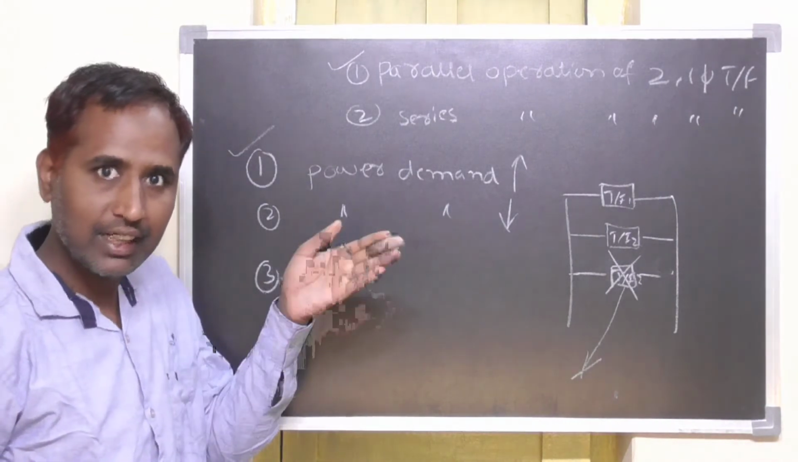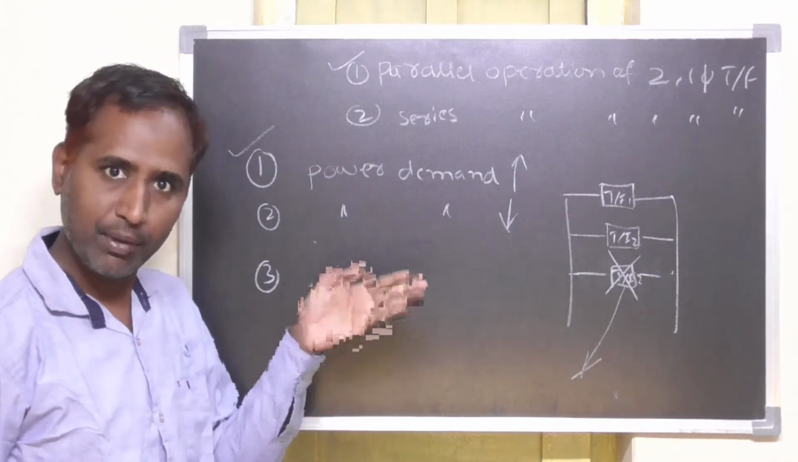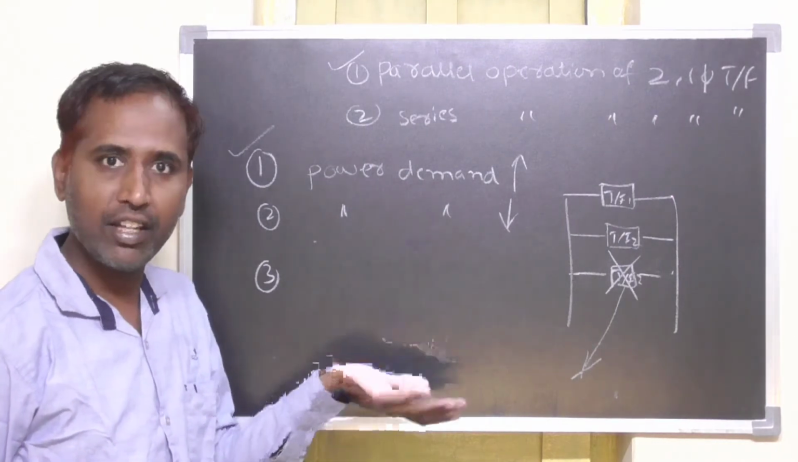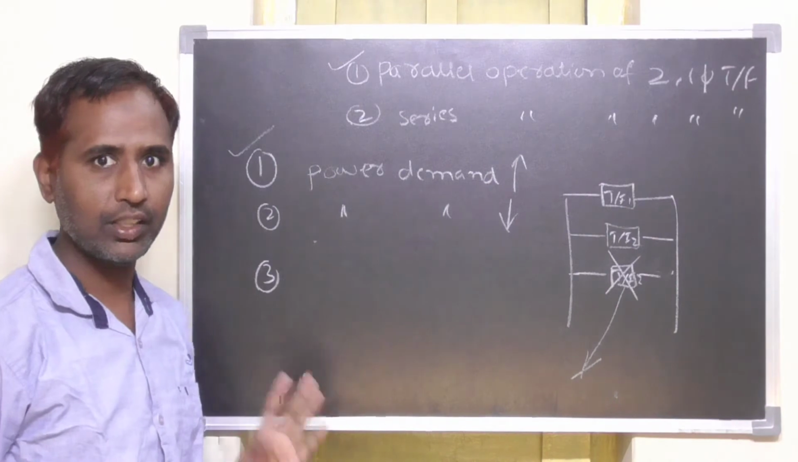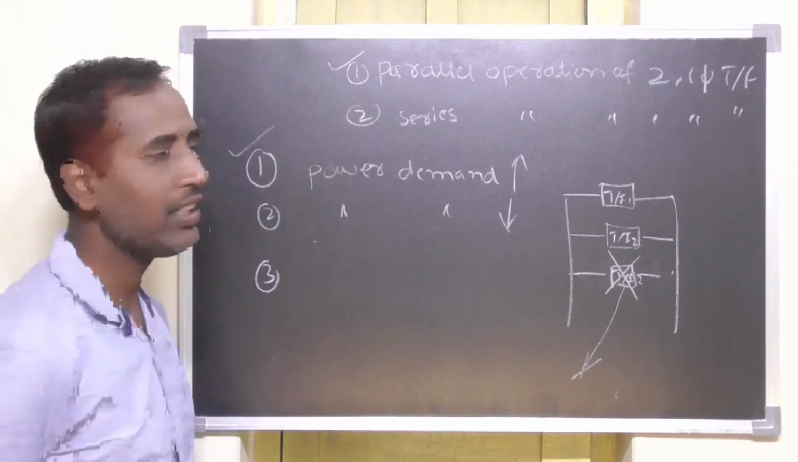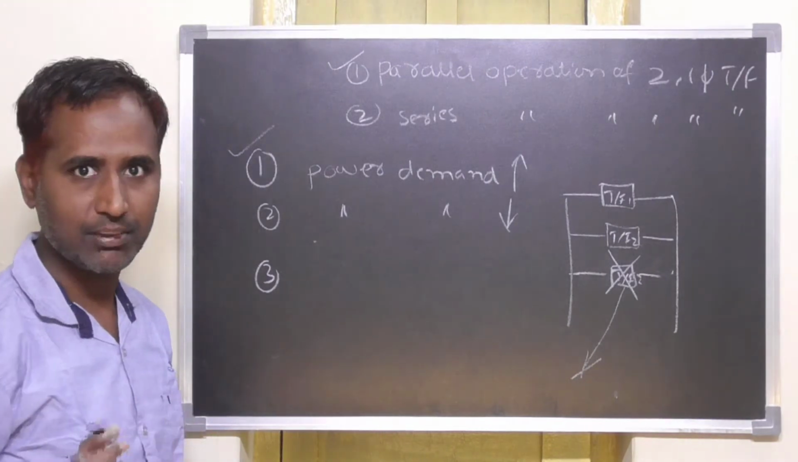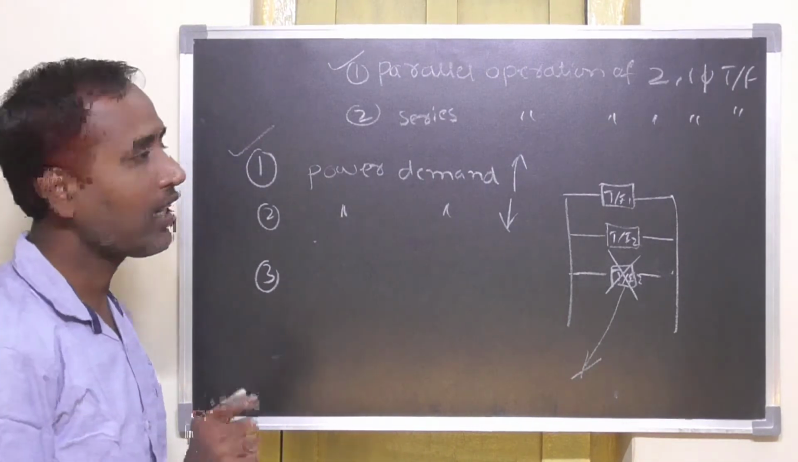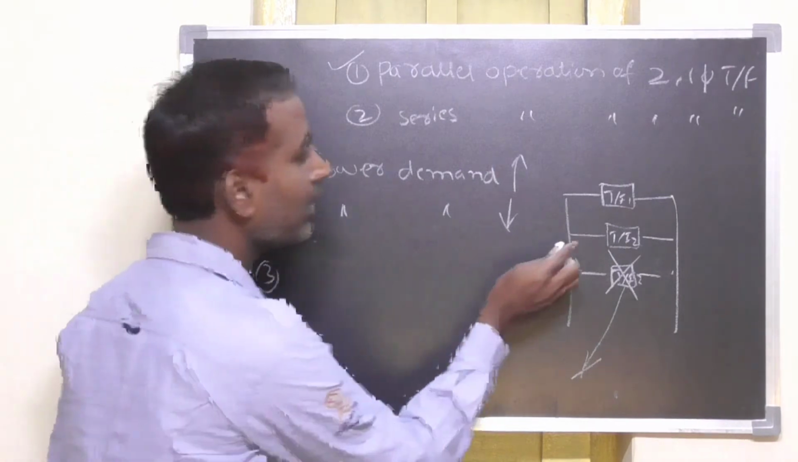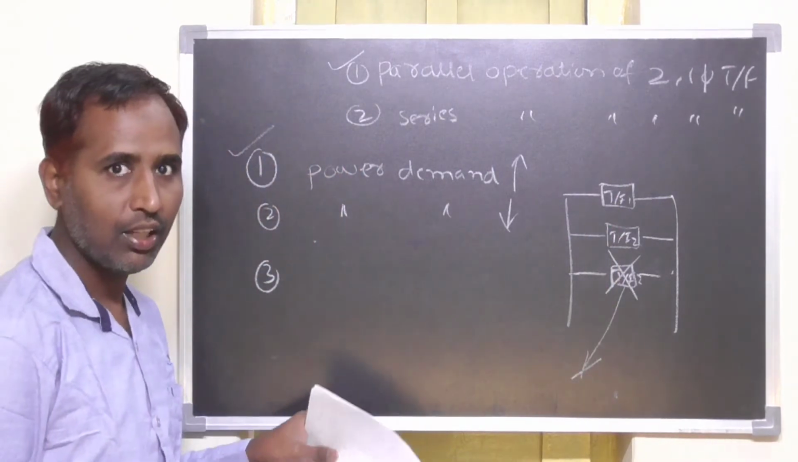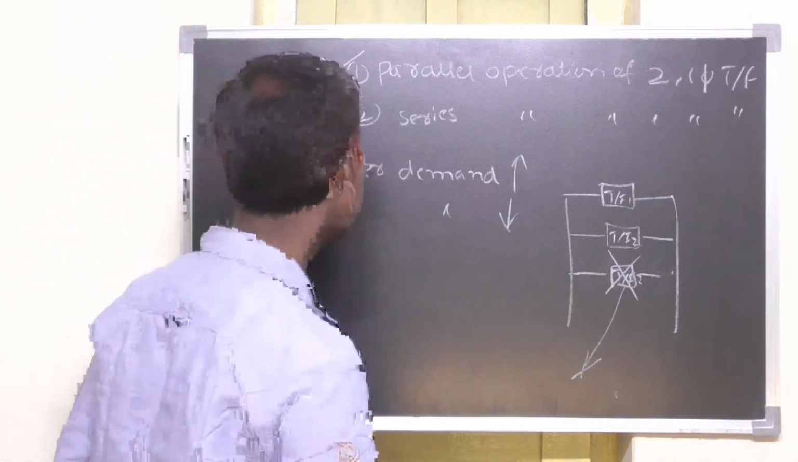If power demand increases, that is useful. If power demand decreases, then also useful. If some transformers fail, then also useful. So this is the parallel operation of two single phase transformers. Now what are the conditions when we are connecting more than one transformer in parallel? Some conditions are there.